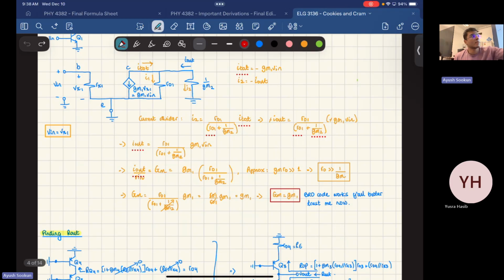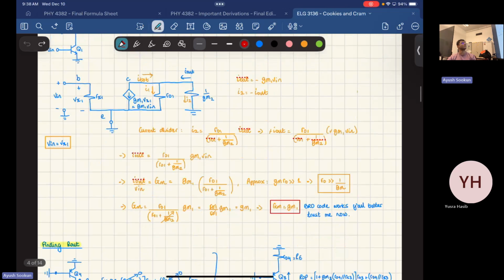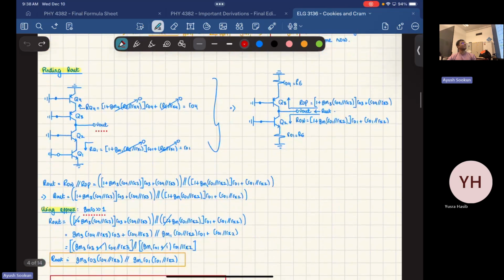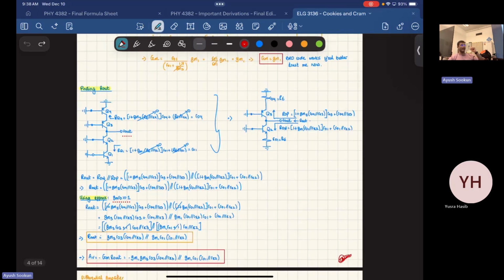So that's how I got that. Sometimes I just never did this calculation. I just wrote the answer and I got the points for it for some reason. And then finding R out. Again, this is very explicit. It doesn't have to be this long. I just went into excruciating detail when I made these notes, so there's no ambiguity.